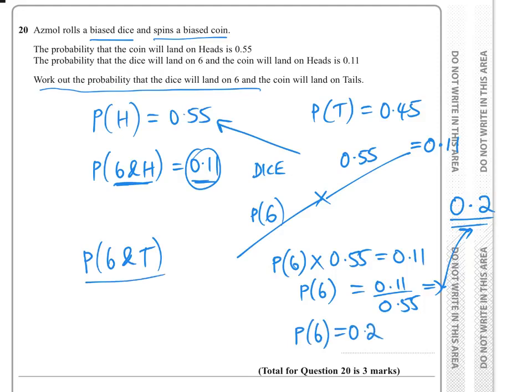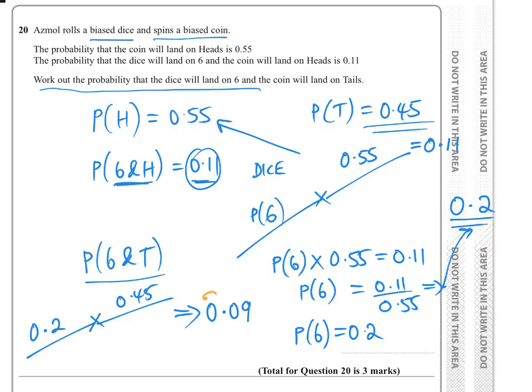However, we want the probability of getting a 6 and then a tail. So on the tree diagram, the probability of 6 would be 0.2, because don't forget it's biased, it's not a fair dice. And then we'd have to multiply that by the probability of getting a tail, but we have that anyway. So on the calculator, if we multiplied those together, we get our final answer of 0.09, and I'll just put an orange squiggle around that so you can see that would be the answer we'd be looking for.